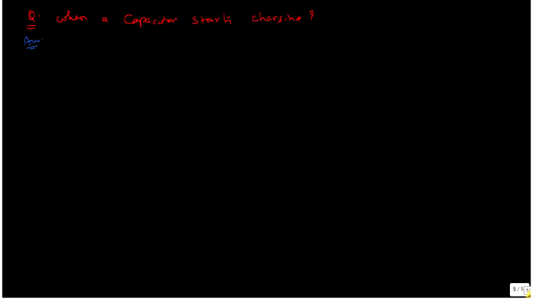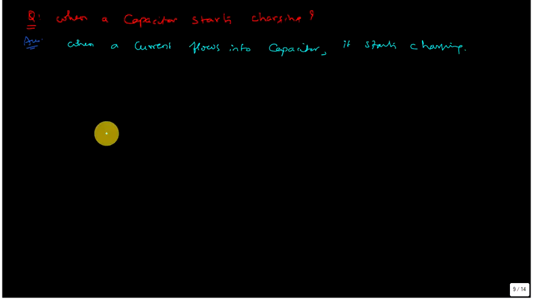Next, when a capacitor starts charging. Generally we know that a capacitor can either charge or discharge. So when a current flows into the capacitor, it starts charging. From that time onwards it starts charging. So when current flows into the capacitor, the capacitor starts charging and it charges towards the final value. Now we will see one example.